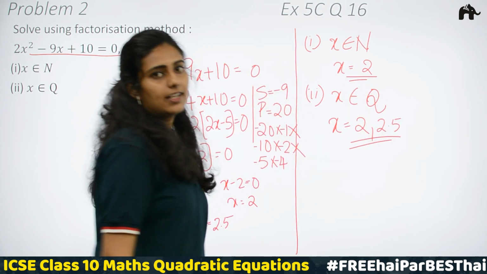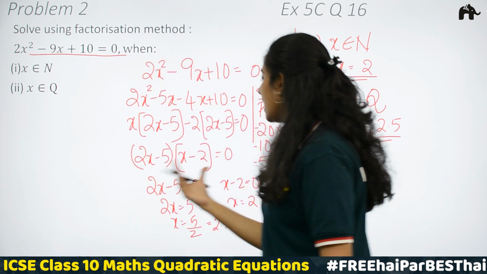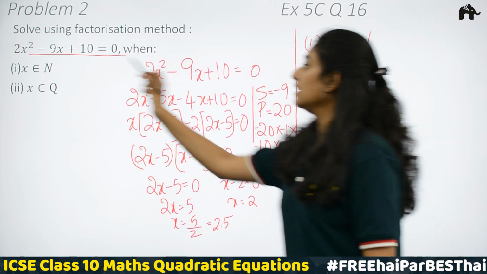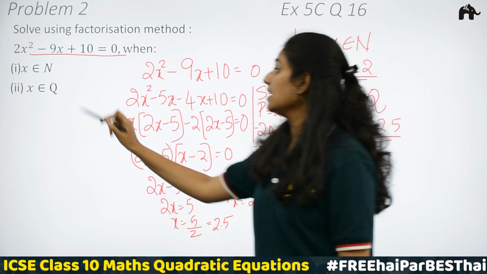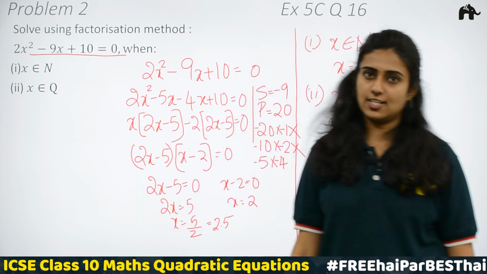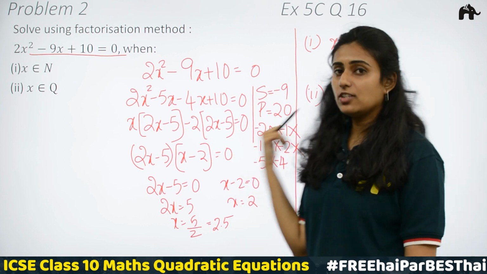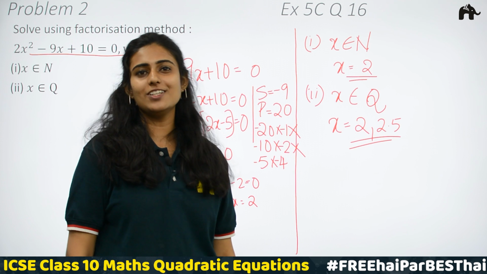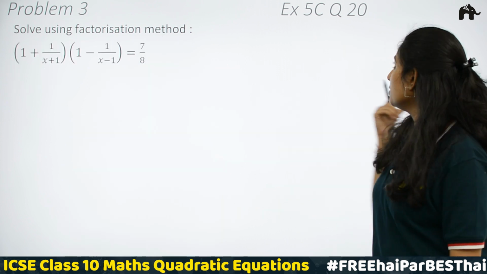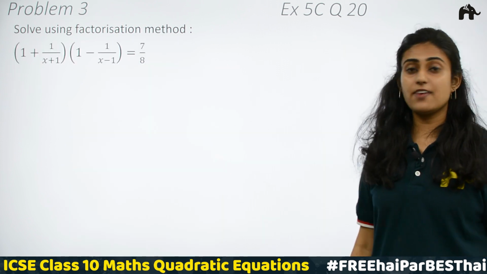Okay. Clear? First, we are finding the values of x and then checking the conditions. First condition is x belongs to natural numbers and the second condition is x belongs to rational numbers. Okay. Depending on the conditions, we are taking the required values of x. Understood? Here we have the next problem, problem 3, question 20 of exercise 5C.